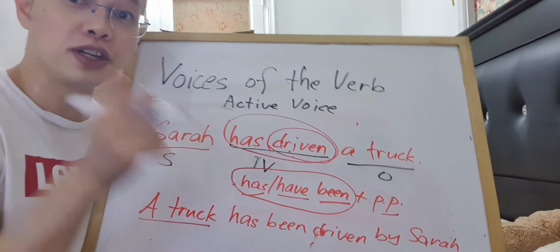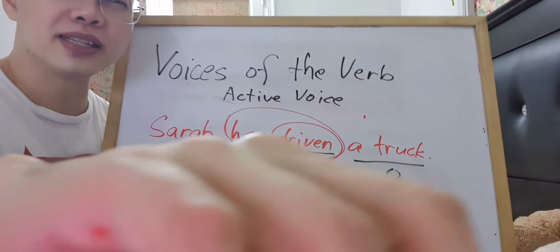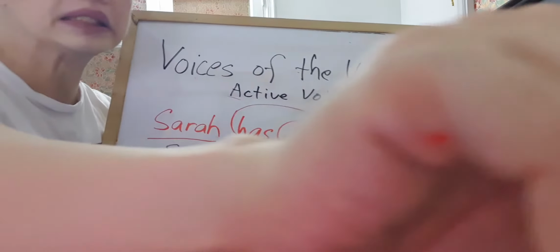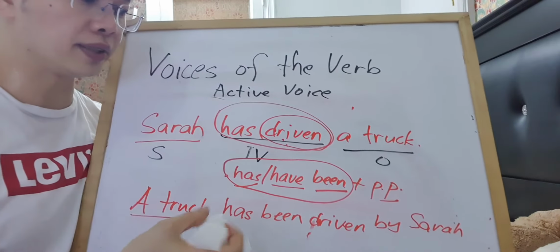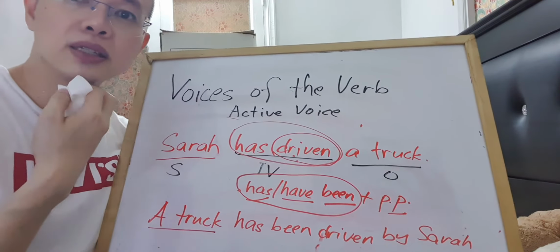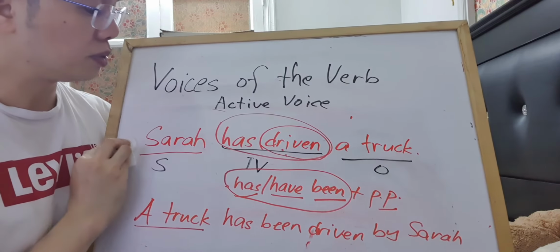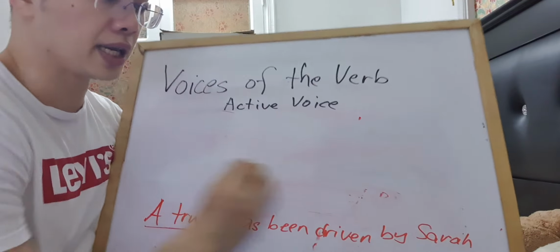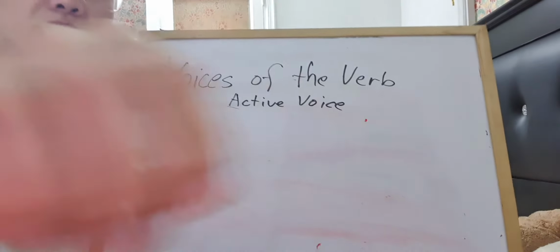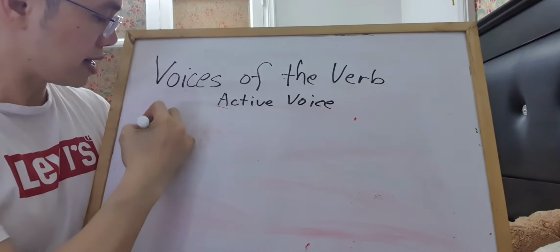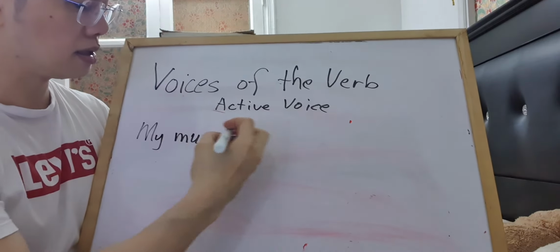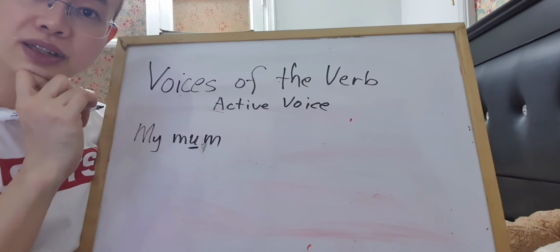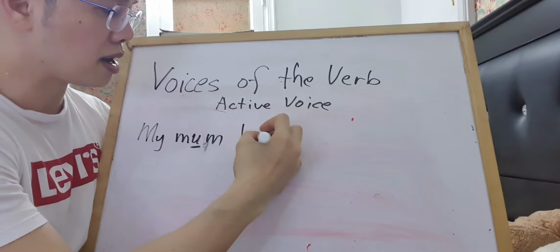Okay? Do you need more example? All right, let's see. This time let's use a regular verb because we've been using irregular verbs. Drive and write are irregular verbs. Let's use one regular verb this time. Regular verb ends in d or ed or ied. All right. Okay, so let's see. My mom. Sorry, mom, rather. This is a British English spelling of mom. All right. My mom has cooked.